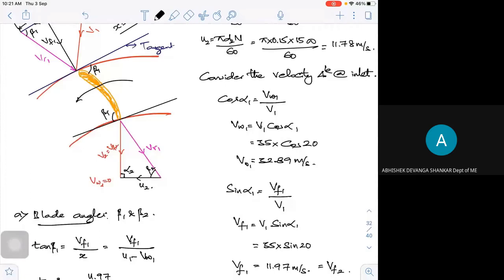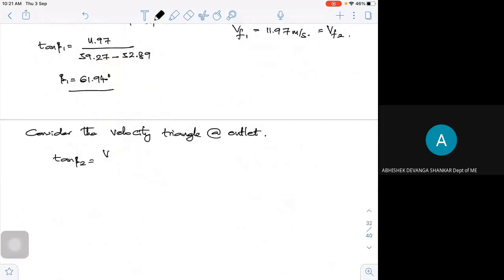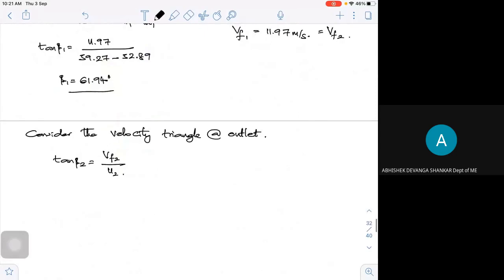I can write it's equal to Vf2 divided by your U2. So that is 11.97 divided by 11.78. Take tan inverse of it. Beta 2 is equal to 45.45 degrees. So here your V2 is equal to Vf1 is equal to Vf2, which is 11.97 meters per second. This is what we are considering.